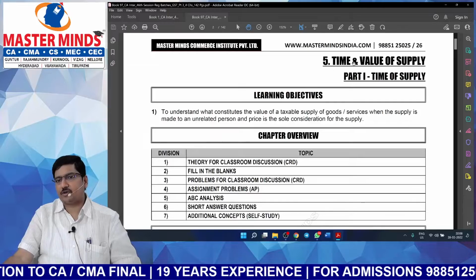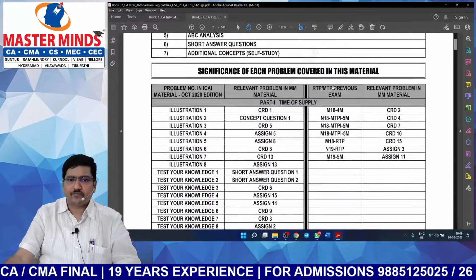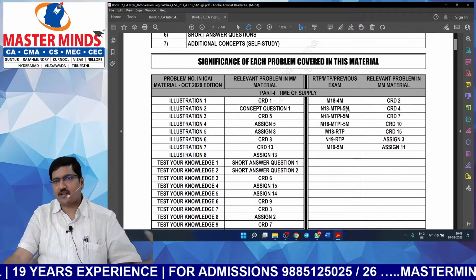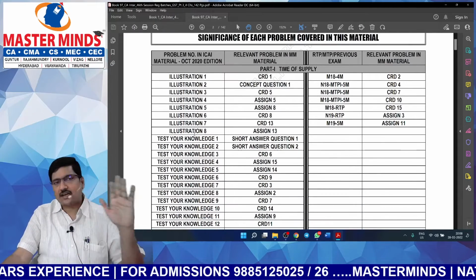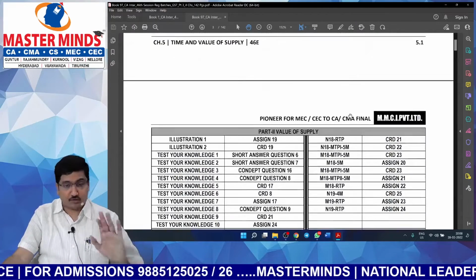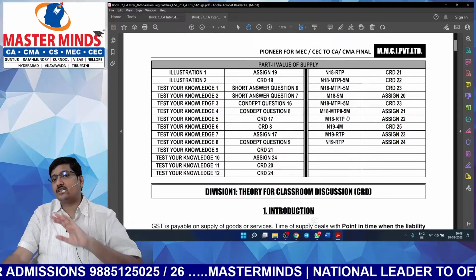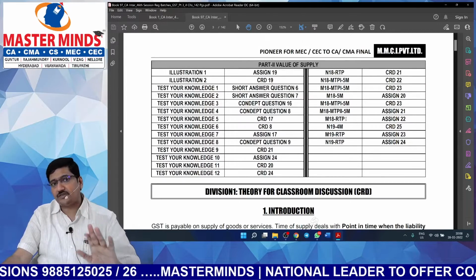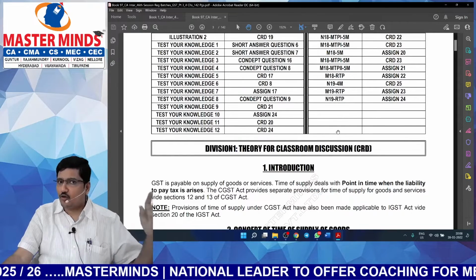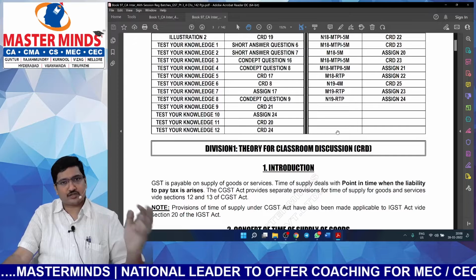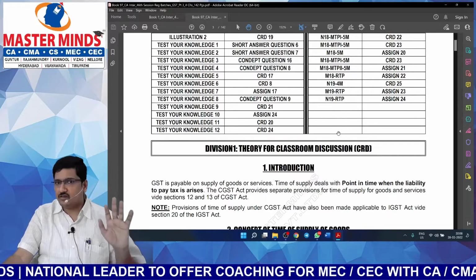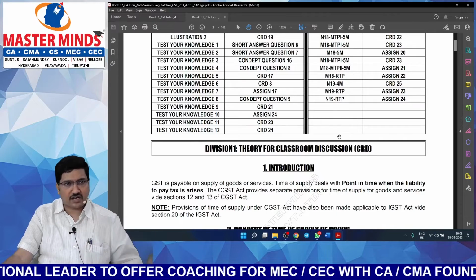So for example, here is a chapter called time and value of supply. Regarding the significance of each problem covered in this material, just like what we have done in problematic papers, the entire content given in ICA sources is already included in our material. Of course, as far as GST is concerned, they are not picking up questions from ICA sources. They are giving from outside sources, on their own. So just by preparing ICA sources, just by preparing study material, you cannot score good marks in GST. They are not confining to study material.